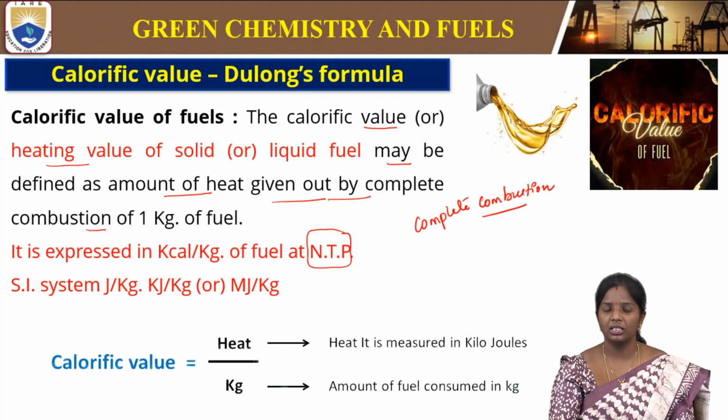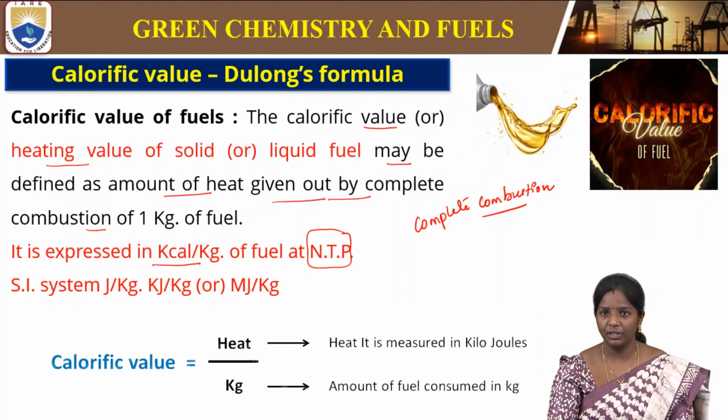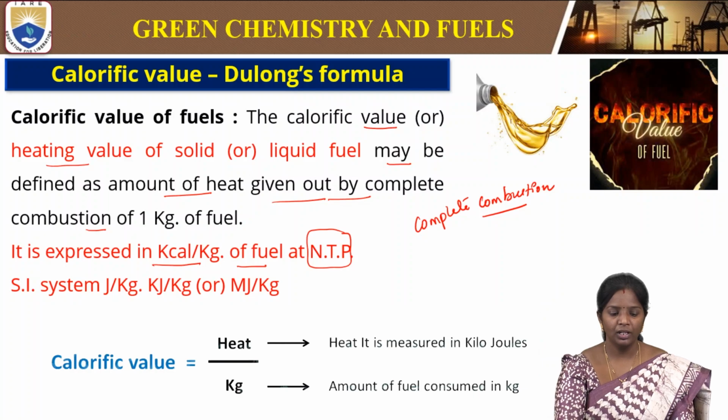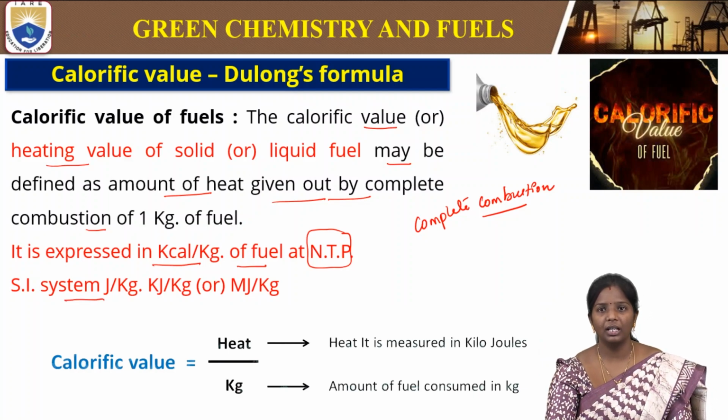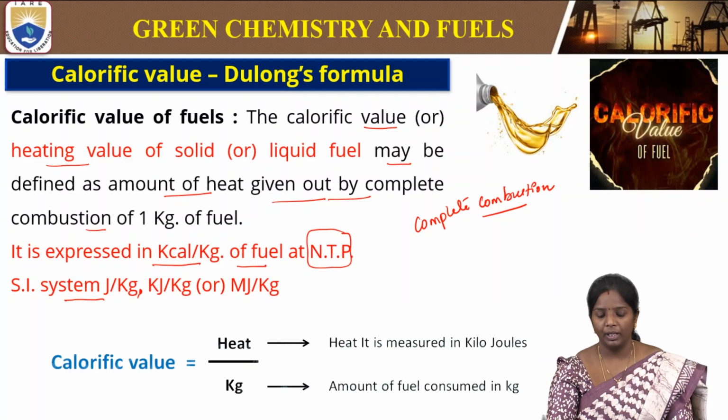Whenever it is giving the heat, due to complete combustion per kg of fuel, it is nothing but the calorific value. It is generally expressed in kilocalories per kg of fuel at normal temperature and pressure. NTP is normal temperature and pressure conditions. So SI units are joule per kg or kilojoule per kg or megajoule per kg.